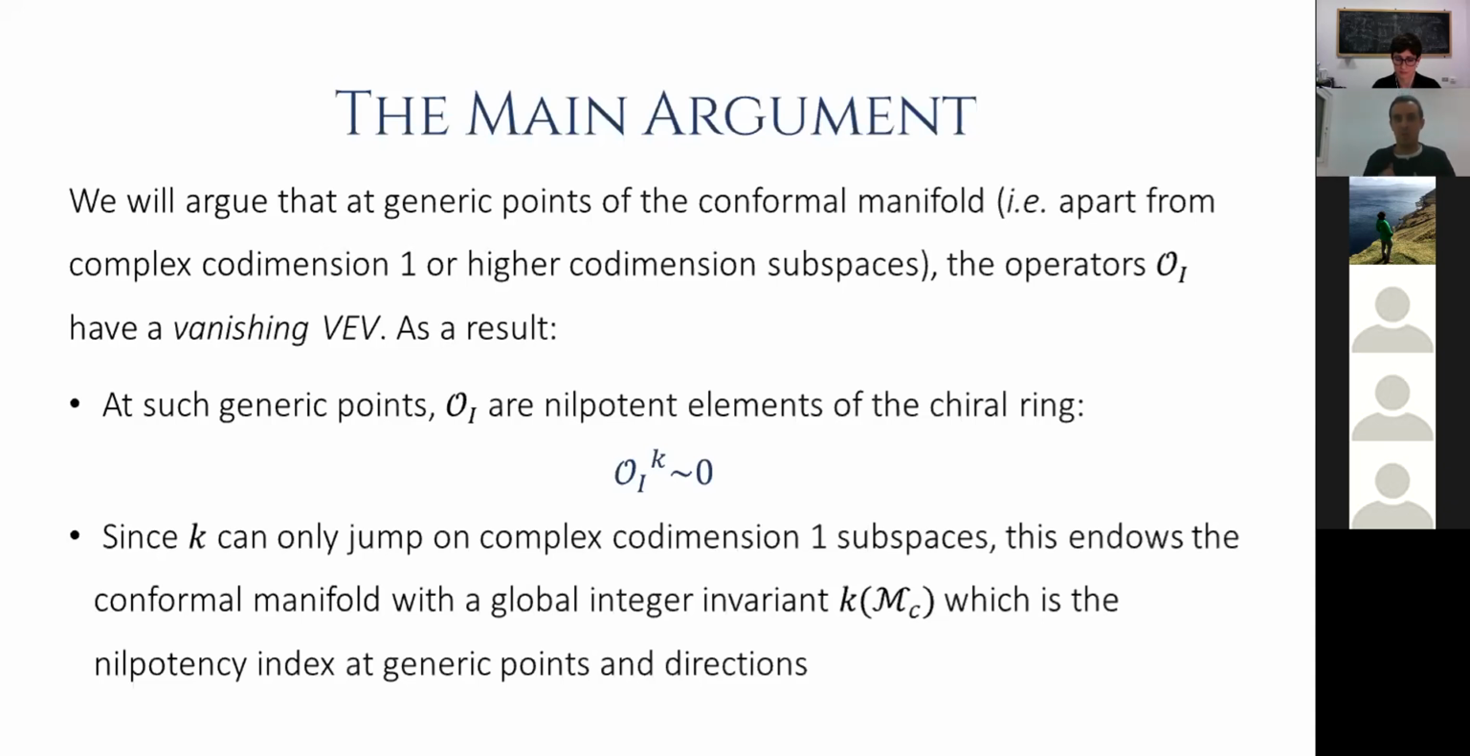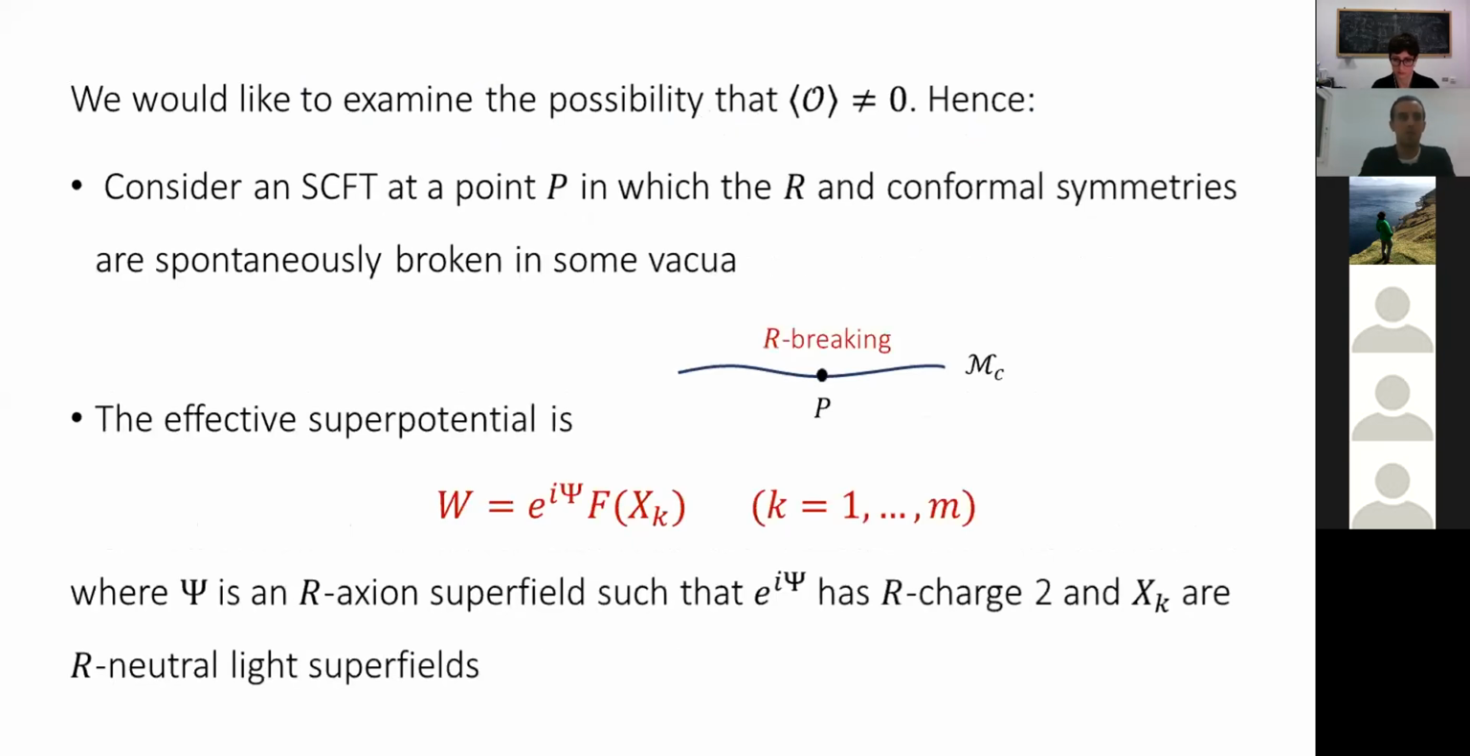And then this implies that, since we consider chiral ring operators and relations that depend only on the presence of the conformal manifold, so consider chiral ring relations as a function of complex parameters that are themselves background chiral fields, everything is holomorphic, and such a nilpotency index k can only jump along complex codimension 1 subspaces. This means that these spaces are of even real codimension, so we can always bypass them and define a global integer invariant of the conformal manifold, which is the nilpotency index at generic points and directions.